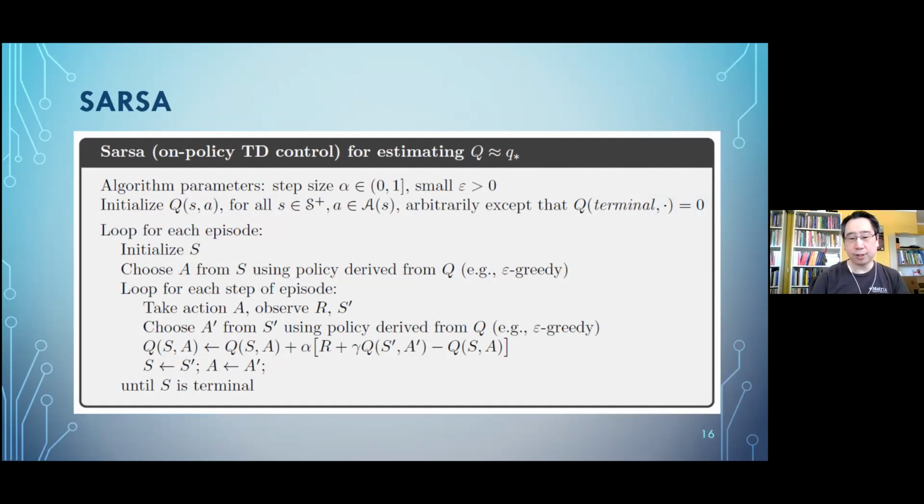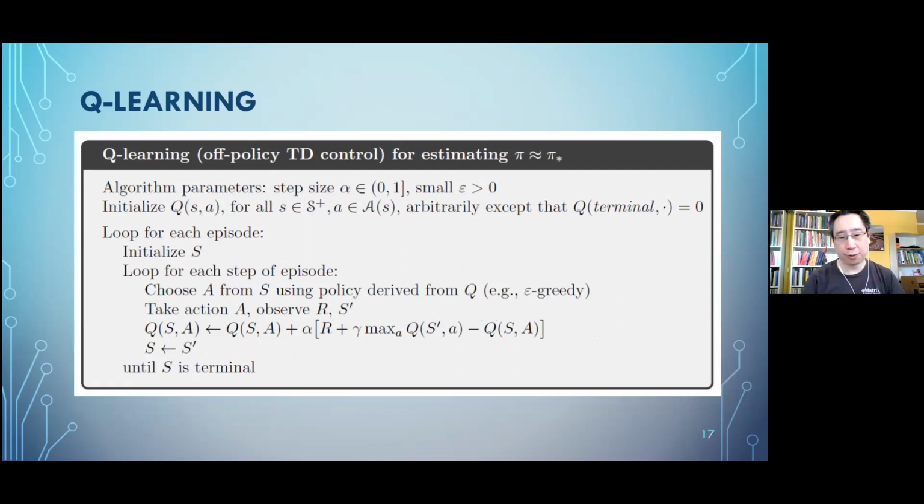And if you make a slight tweak to this, then you actually get the Q-learning algorithm, where once you've taken an action, you wind up in a new state, in this case S prime.